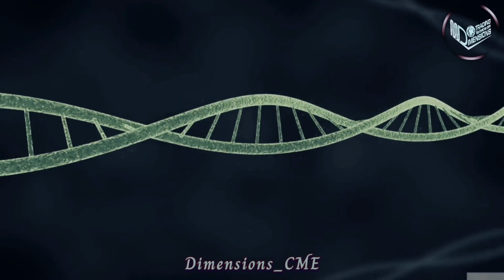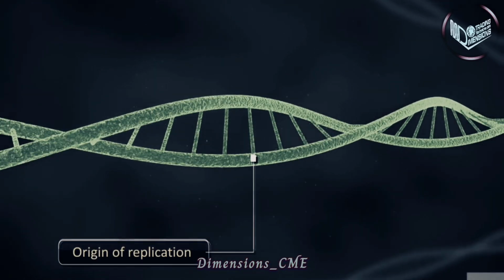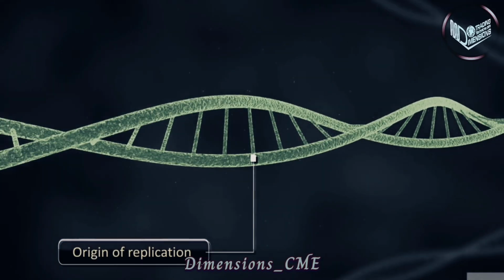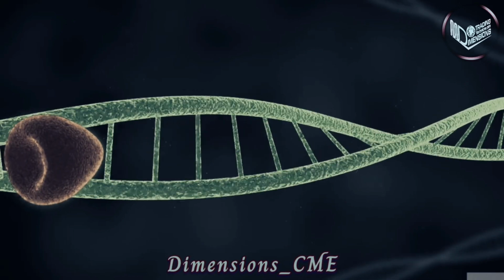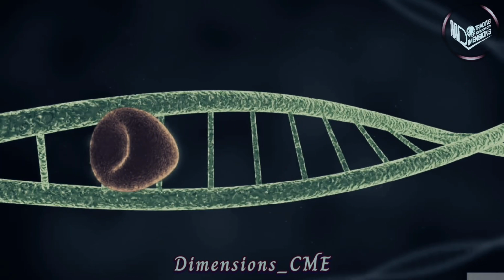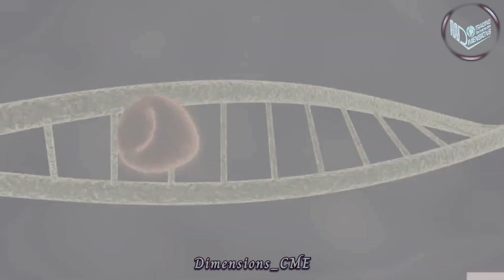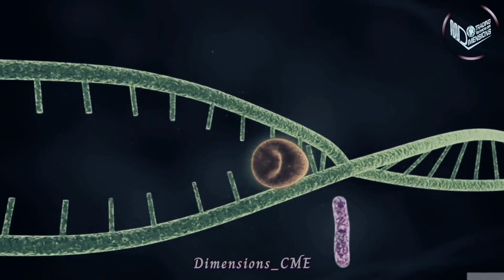This point is called the origin, or origin of the replication site. The first step in replication is the binding of the enzyme helicase to the origin. The function of helicase enzyme is to unwind and separate the strands of DNA.